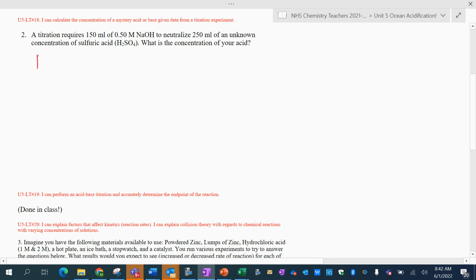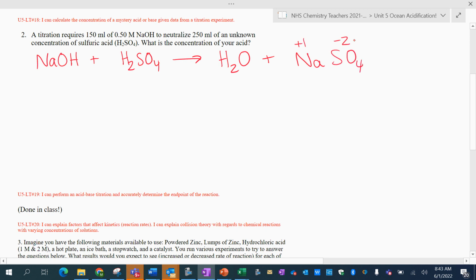Step 1. Write out the balanced equation. NaOH plus H2SO4 makes, we just did a bunch of these. We know it's going to make H2O. And then what else is left is Na, which has a +1, SO4, which has a -2. So Na2SO4, which means we need a 2 out front and a 2 in front of the H2O to balance this.